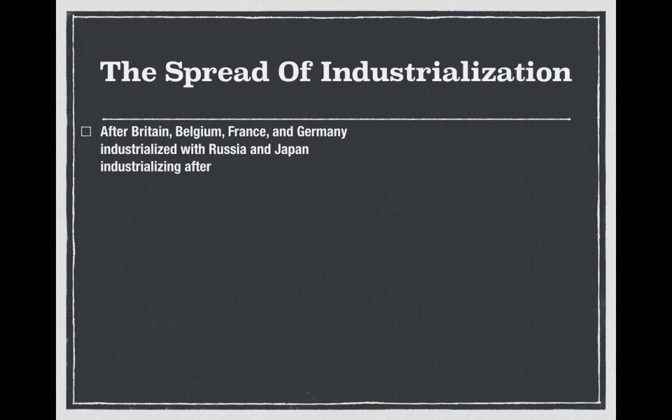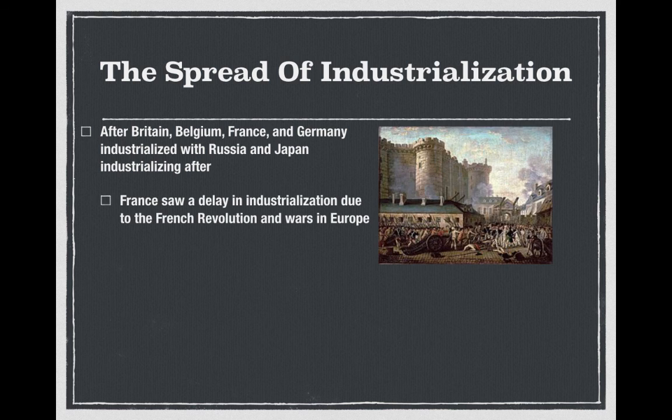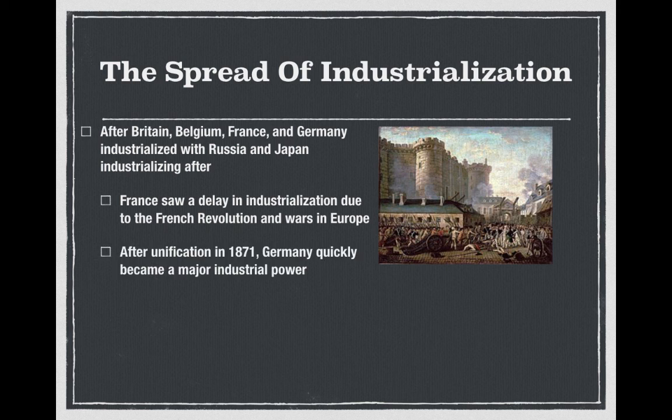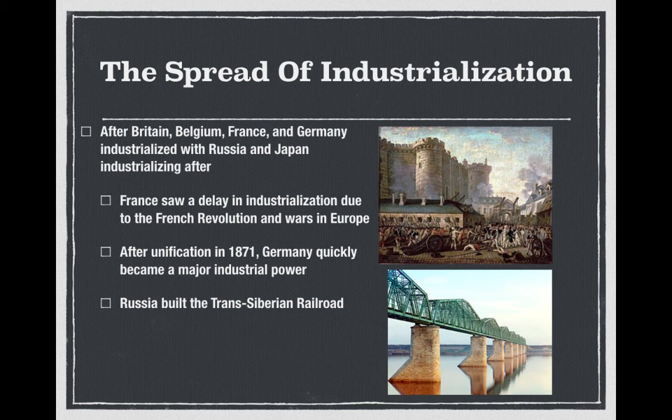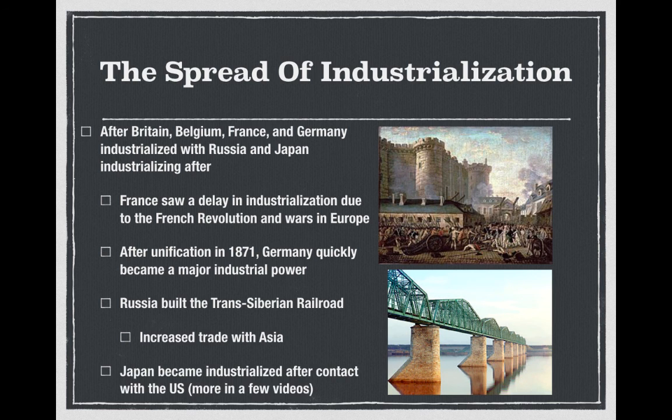Jumping over to the spread of industrialization: after Britain, Belgium, France, and Germany begin to industrialize, and Russia and Japan will industrialize after. France saw a delay in industrialization due to the French Revolution and wars in Europe in the late 18th and early 19th centuries. And after unification in 1871, Germany will quickly become a major industrial power. Russia will build the Trans-Siberian Railroad, which will increase trade with Asia. And Japan will become industrialized after contact with the United States.